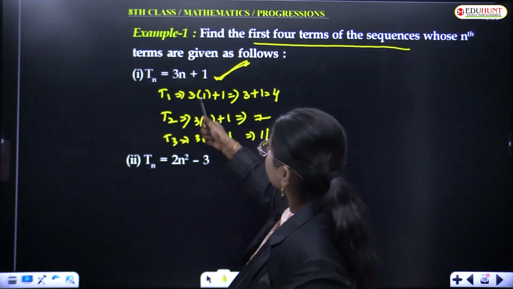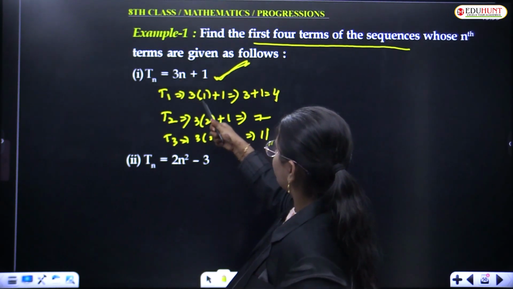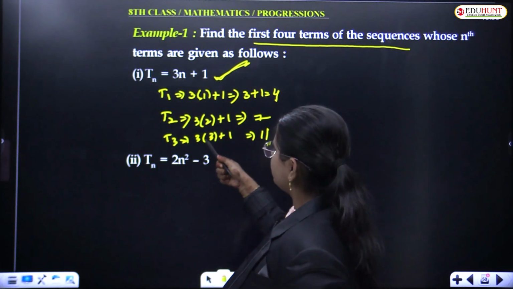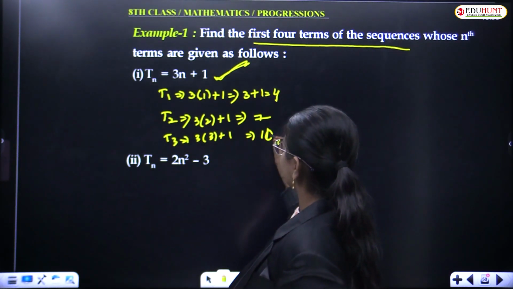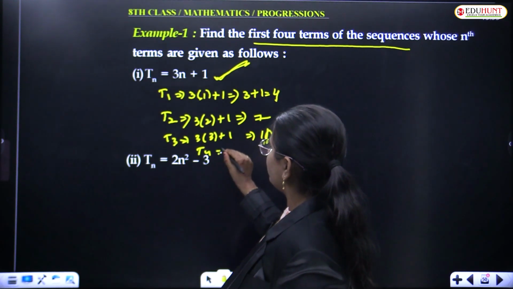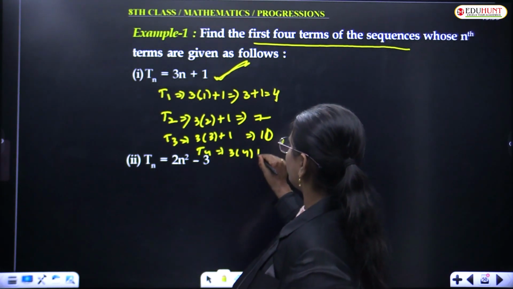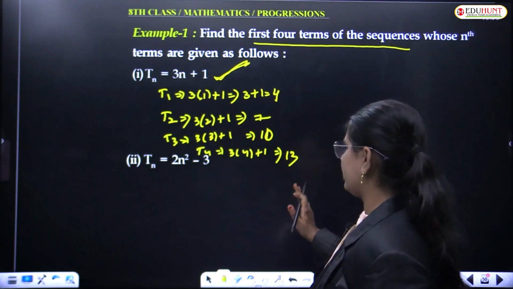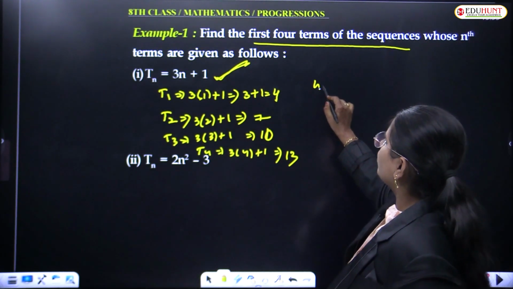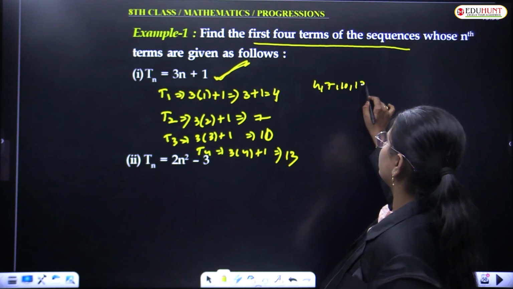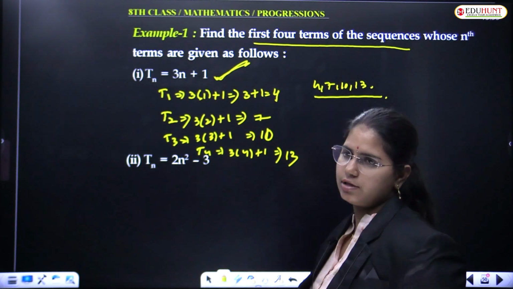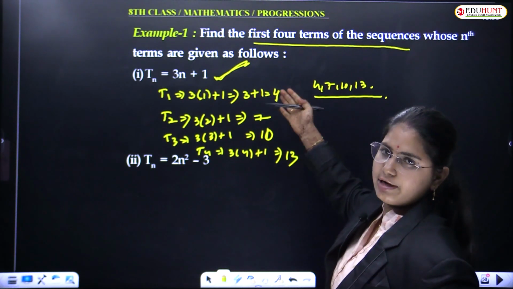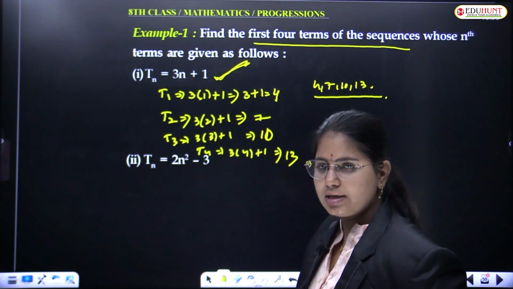See here, 3 into 1 plus 1, 4. 3 into 2 plus 1, 6 plus 1, 7. Next, 3 into 3, 9 plus 1, 10, correct? T4, what is T4? 3 into 4 plus 1, which is 13. And if I ask you to write down the terms in order, 4, 7, 10, 13, right? With the help of Tn, you can find out all the terms of a given sequence, right?